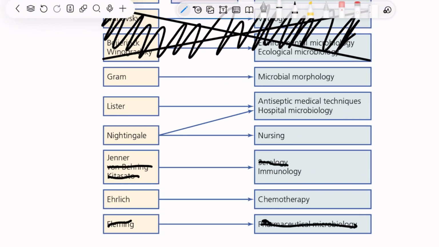And then we move on to Jenner. His modern discipline was immunology, and his contribution was that he developed the smallpox vaccine. And then we move on to Ehrlich. His modern discipline was chemotherapy, and his contribution was that he developed treatments for diseases using chemical agents.